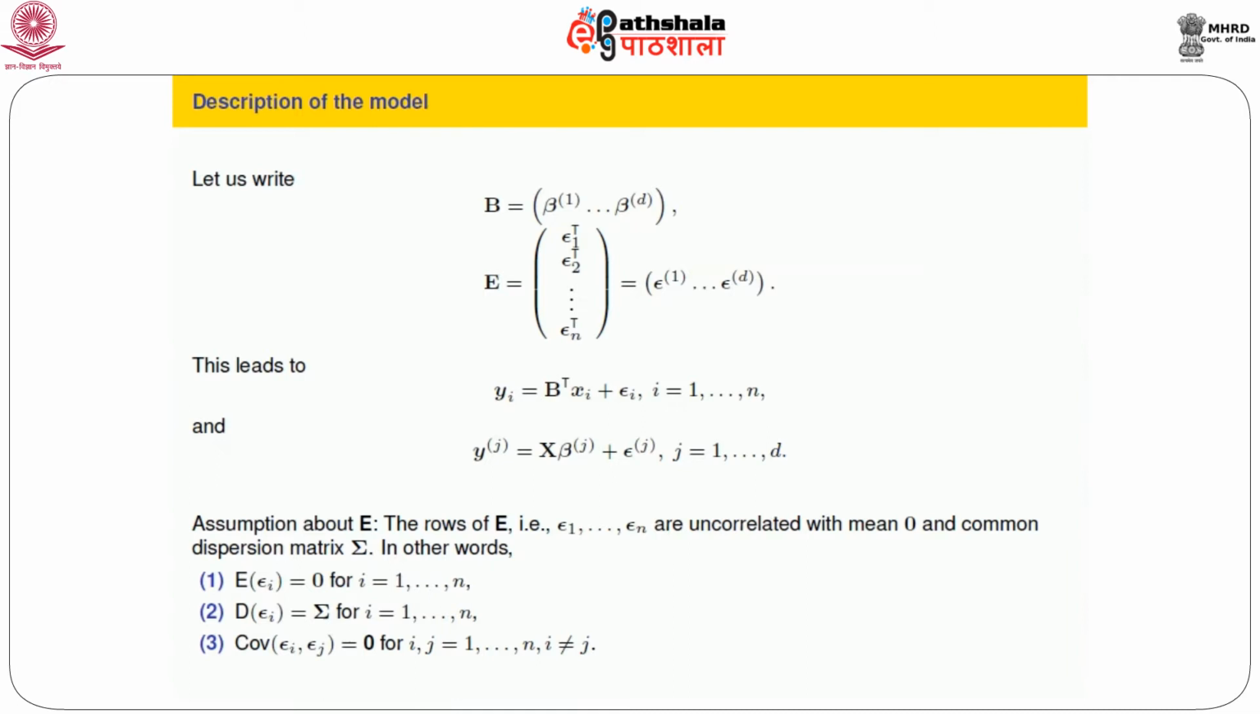We notice that the n rows of Y are the observations on n sampling units. So the natural assumption is that these rows, or rather epsilon_1 through epsilon_n, are uncorrelated with mean 0 and common dispersion matrix sigma. We write this as: expectation of epsilon_i is 0 for i = 1 through n, dispersion of epsilon_i is sigma for i = 1 through n, and covariance of epsilon_i and epsilon_j is 0 for i, j between 1 and n with i not equal to j.